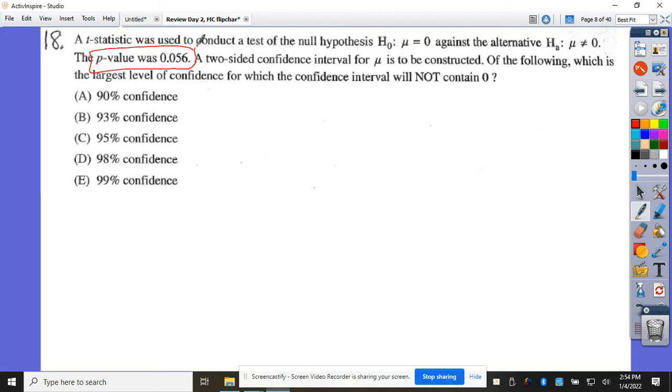So the p-value was 0.056. A two-sided confidence interval was to be constructed. Which is the largest level of confidence for which the confidence interval will not contain 0? First important thing is, why does this number say 0? Where did that come from? The null hypothesis. So it's not always 0, it's whether the number we're testing falls there or not.